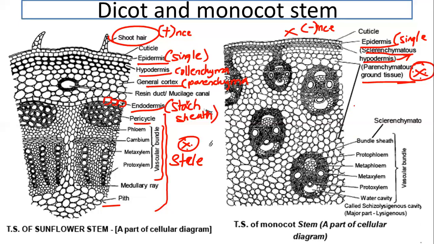But here you can't see any pericycle. You can't see any endodermal layer at all. So here there is an absence of endodermis.